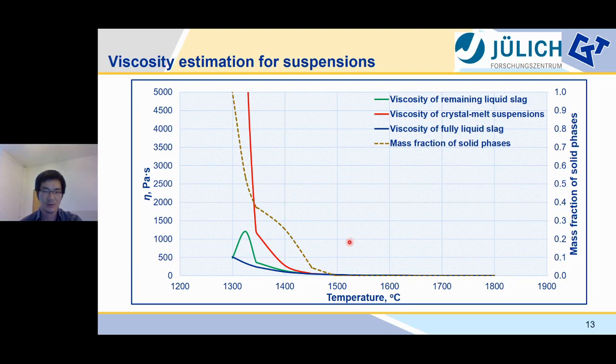Based on this information, according to the Einstein-Roscoe equation, we can get our first result. You see the suspension viscosity increases with increase in the mass fraction of the solid phases. Yeah, the variation trend of course depends on the formation of the crystal phases, different crystal phases, and so on and so forth. Here we can see another interesting phenomenon. There is a viscosity maximum for the viscosity of the remaining liquid slag. This is possible because the composition will be changed during crystallization.